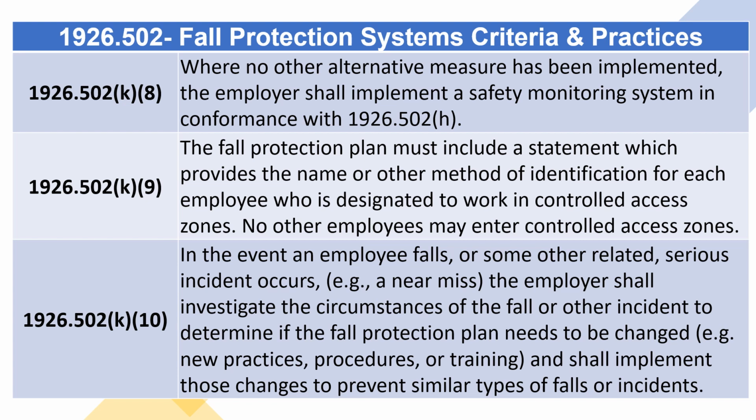1926.502(k)(10). In the event an employee falls, or some other related, serious incident occurs, e.g., a near miss, the employer shall investigate the circumstances of the fall or other incident to determine if the fall protection plan needs to be changed, e.g., new practices, procedures, or training, and shall implement those changes to prevent similar types of falls or incidents.